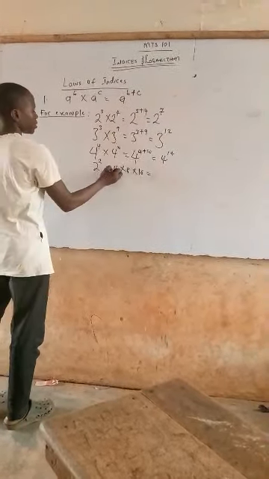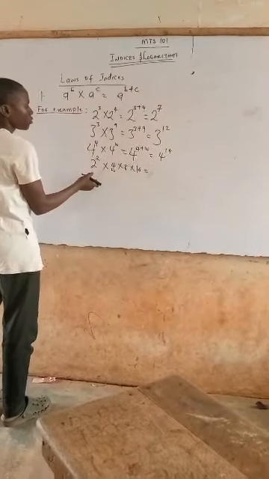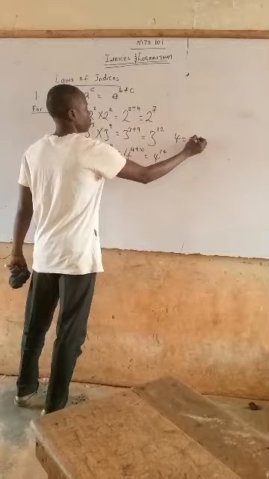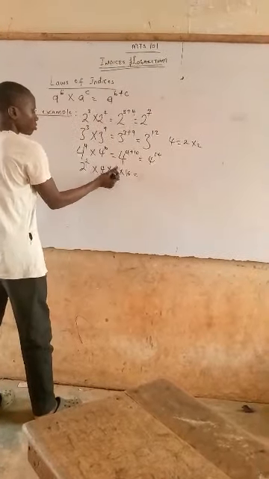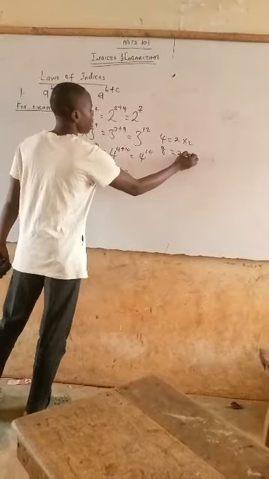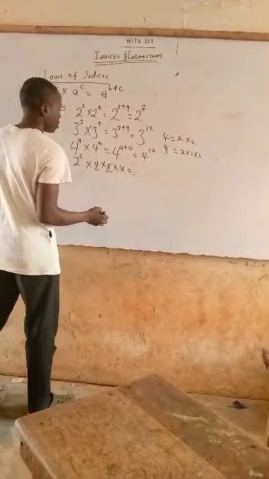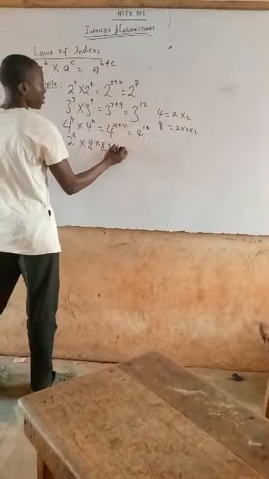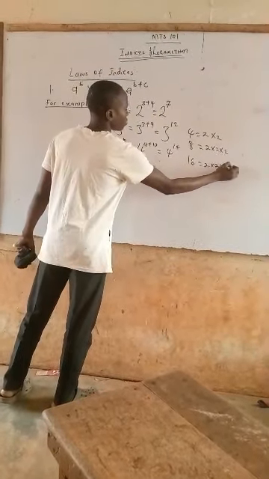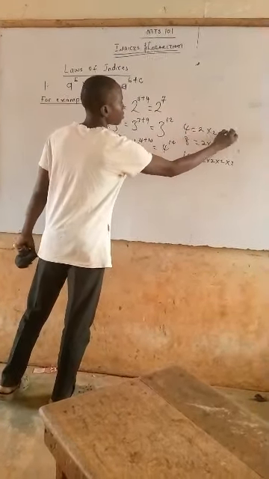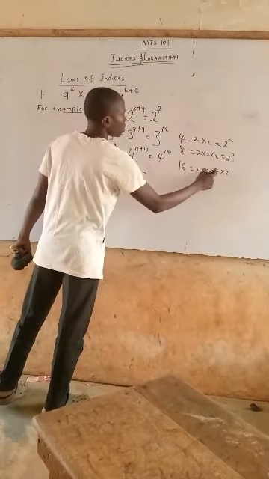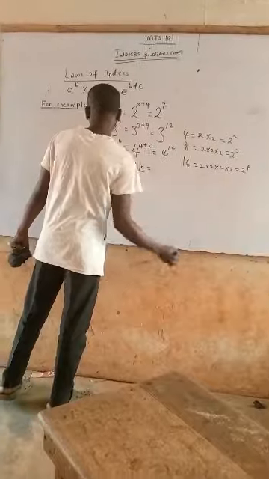Now don't forget that 4 can be expressed as a power of 2. That is, 4 is equal to 2 multiplied by 2. Also, we can express 8 as a power of 2. That is, 8 is equal to 2 times 2 times 2. And 16, we can write as 2 times 2 times 2 times 2. So this is 2 raised to the power 2, 2 raised to the power 3, and 2 raised to the power 4.